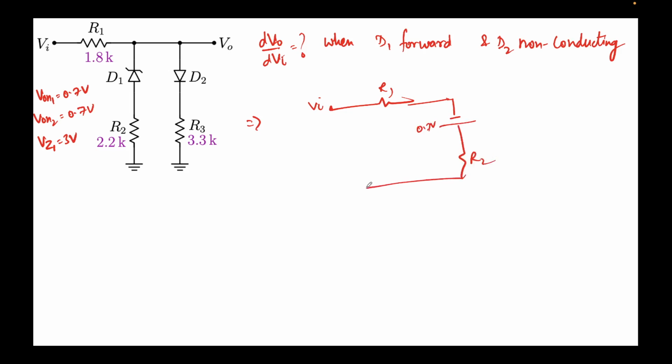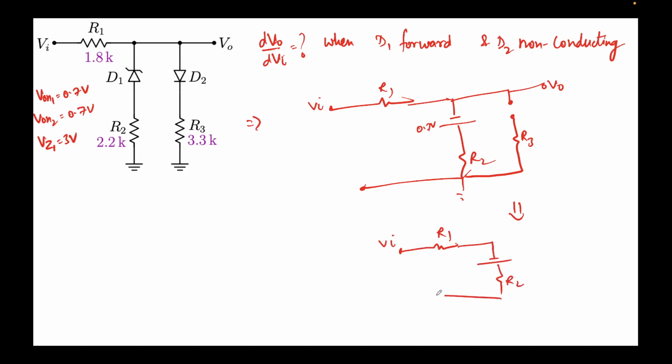This is R2 and this is grounded, and this is open circuited because this is given in the problem. This is R3 and this node was V0, right? So now I'll redraw this circuit because there's no point repeating this. So I'll simply draw this as VI, R1, this is R2, and this is the V0 that we are required to obtain, right?